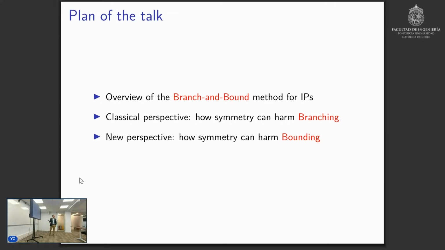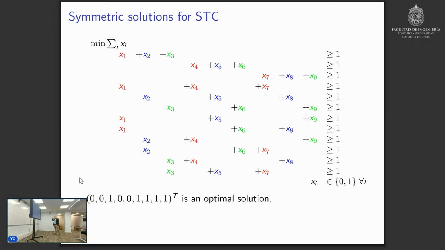So now let's go over the classical perspective, how symmetry can harm the branching part. Let's go back to the standard triple covering problem. So this is an optimal solution. Trust me, you can check this: if you take one here, you're going to cover this constraint. Then you're covering this one, and this one. Here you're covering the blue, and then here you're covering all the constraints that are in the third part of it. And you can check that it's actually the best that you can do. Trust me, the objective for this is going to be 5.